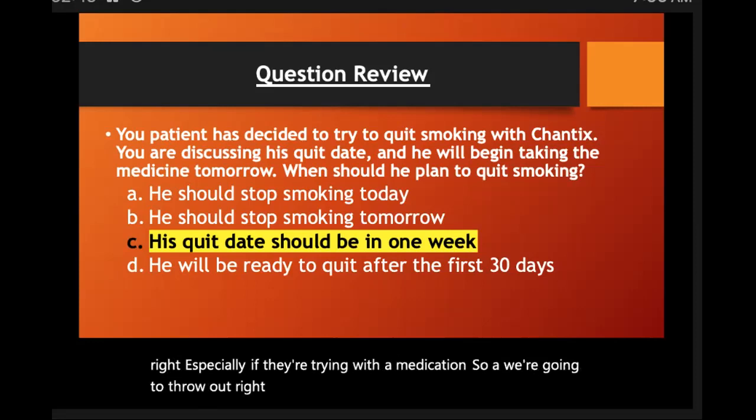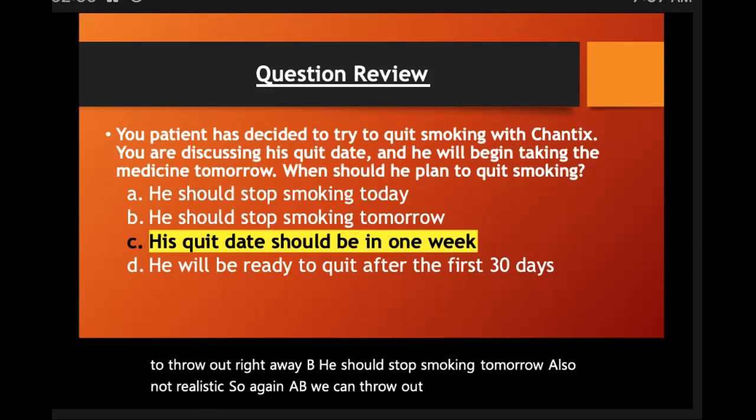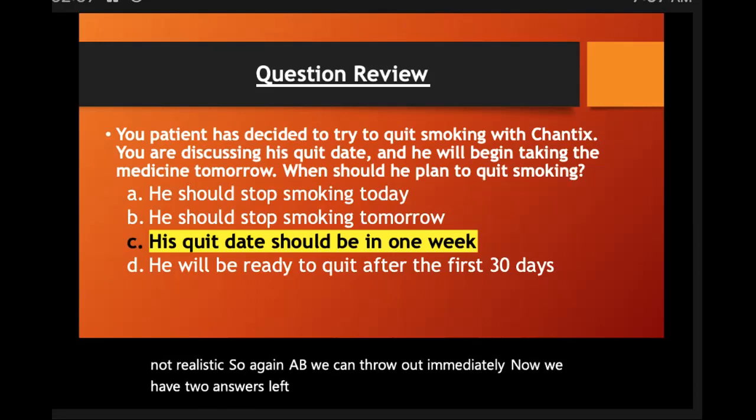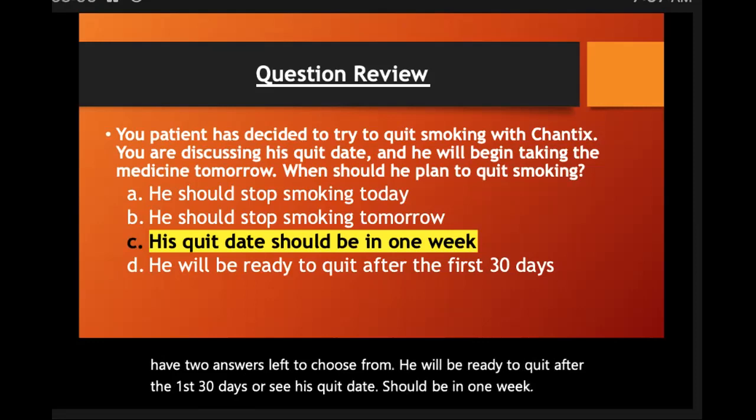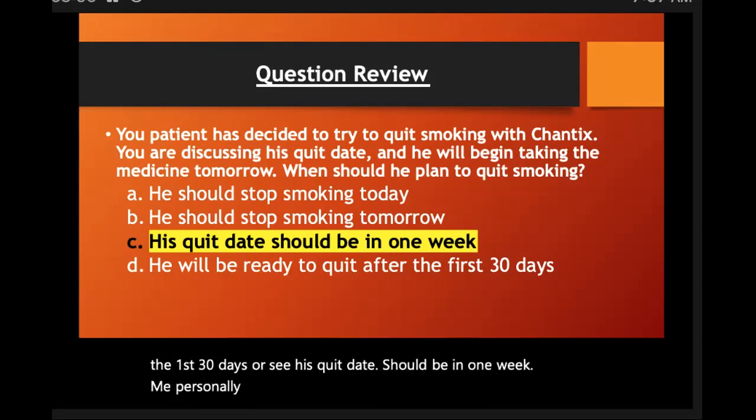So A, we're going to throw out right away. B, he should stop smoking tomorrow. Also not realistic. So again, A and B we can throw out immediately. Now we have 2 answers left to choose from. D, he will be ready to quit after the first 30 days. Or C, his quit date should be in 1 week. Now, me personally, if I didn't know the answer to this, I probably would have chosen D, because that probably would be the next best answer.